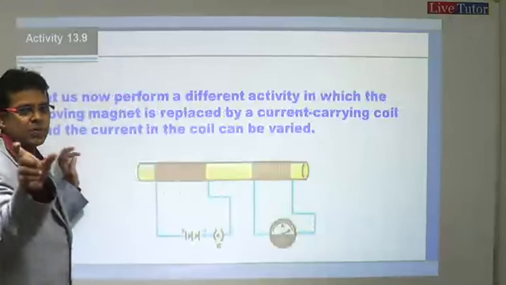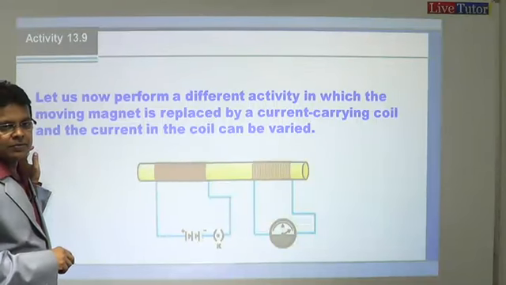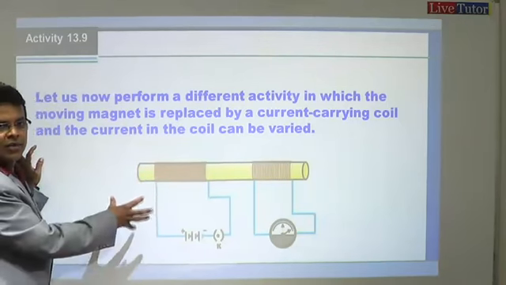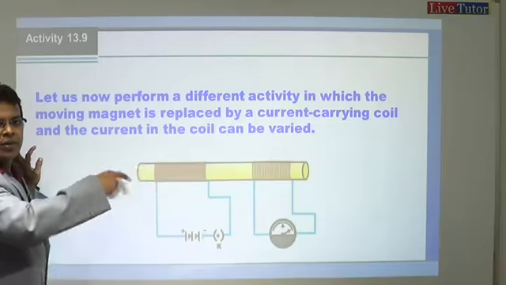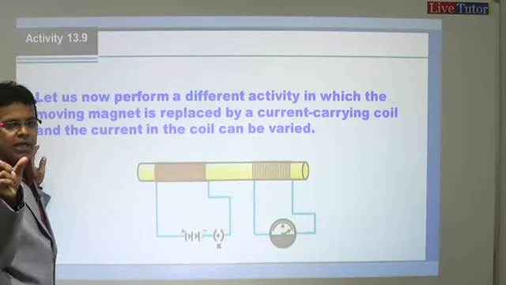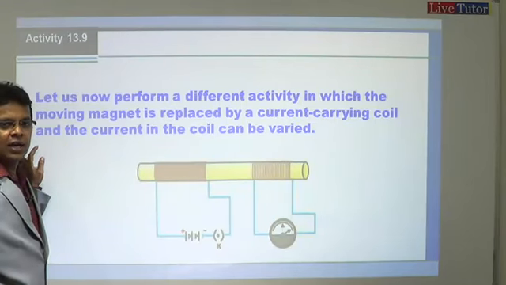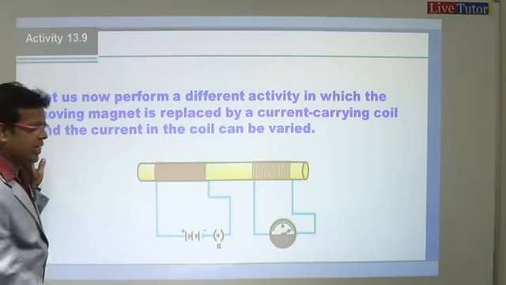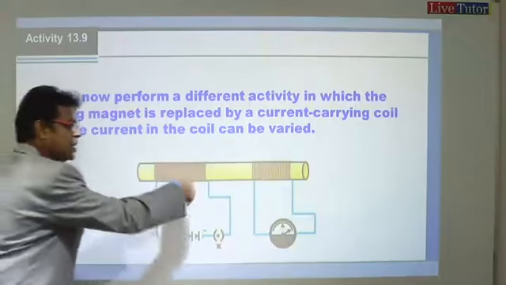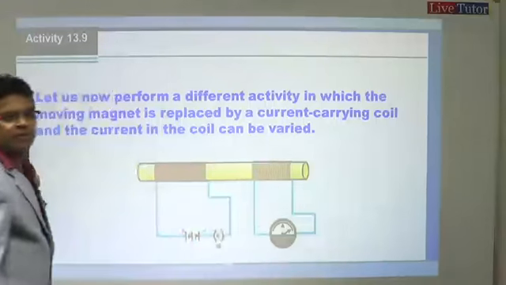Now in the video, the last portion we have seen, isn't it? The last portion with the 2 coils. That is what this diagram shows. This activity is one in which the moving magnet is replaced by a current carrying coil. In the last part of the video, we didn't have the magnet, isn't it? We had 2 coils. One coil is producing the magnetic effect of electric current. When the current flows through that, it will produce a magnetic field, and due to this magnetic field, this coil will induce EMF.